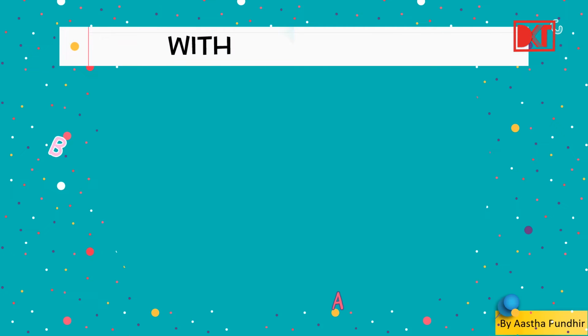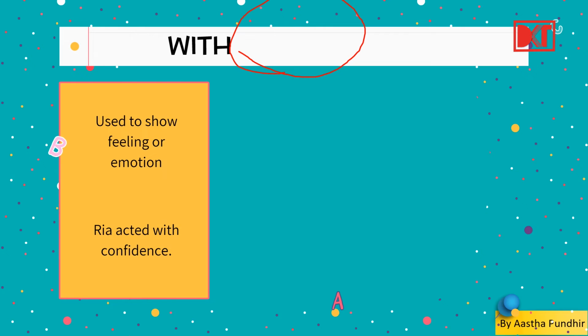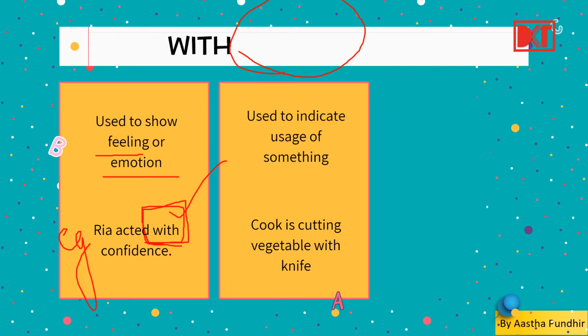Next up is "with." Let's see where "with" is used. "With" is used to show a feeling or an emotion. Example here is Riya acted with confidence. So how did Riya act? She acted with confidence, feeling or emotion. Then indicating usage of something. How? Cook is cutting vegetables with a knife. So the knife is being used to cut the vegetables by the cook.